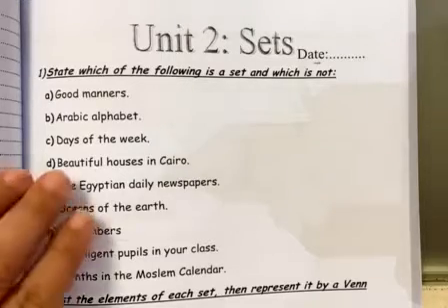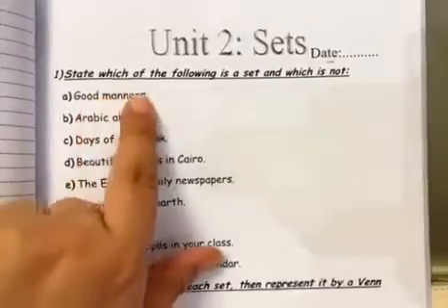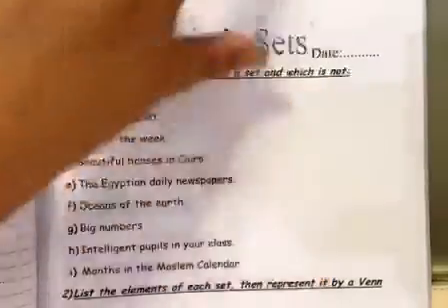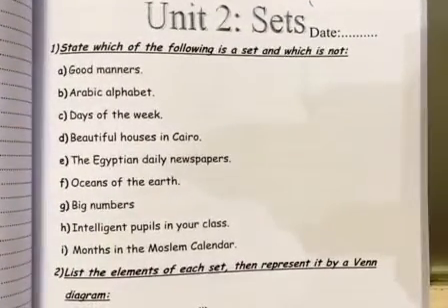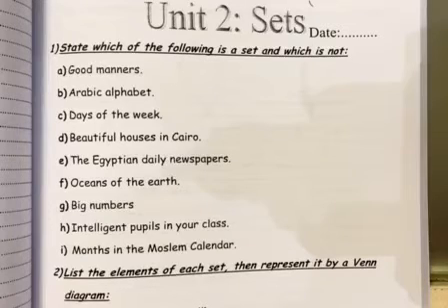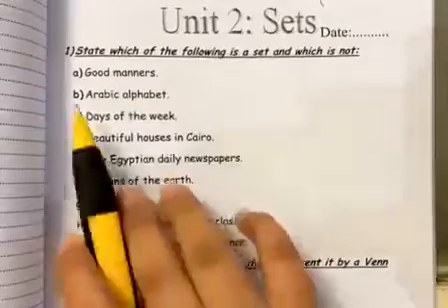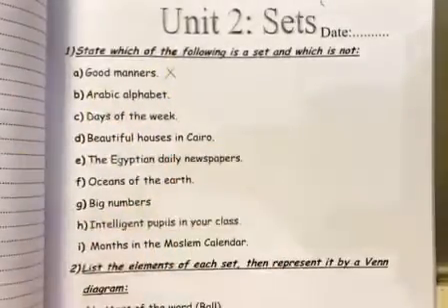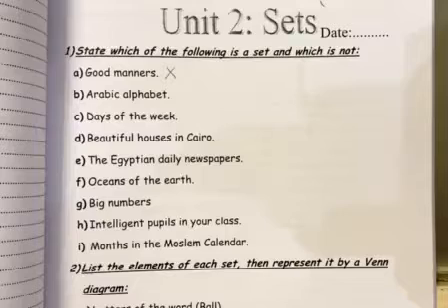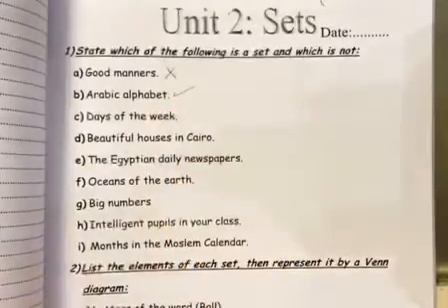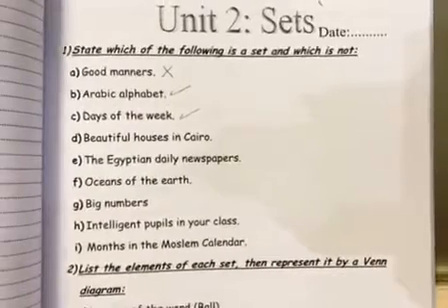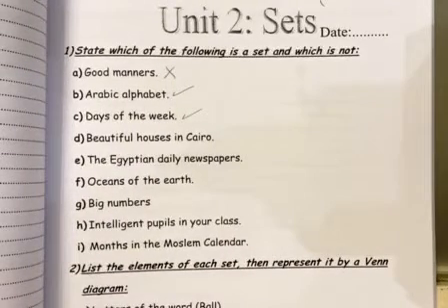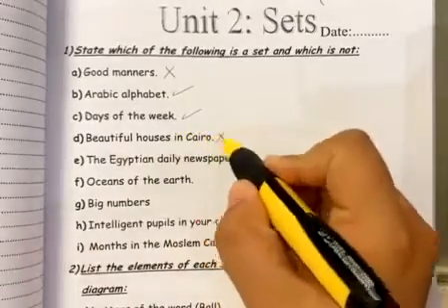Okay? Question number 1. It's asking which of the following is a set and which is not. Anything that may contain an opinion is not a set. So good manners is not a set. Arabic alphabet is known to all the people and I can clearly define it, so it's a set. Days of the week is a set. Beautiful houses in Cairo. A beautiful house for me is different from another person, so it's not a set.